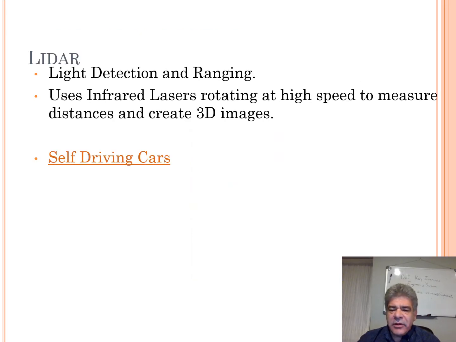So I mentioned self-driving cars, and the way self-driving cars do imaging is they use something called LiDAR, and that stands for light detection and ranging. What that does is it uses infrared lasers that are rotating at a high speed to measure distances and create 3D images. And that allows the car to know what's in front of it and actually steer around it, stay in its lane, avoid something that is in there.